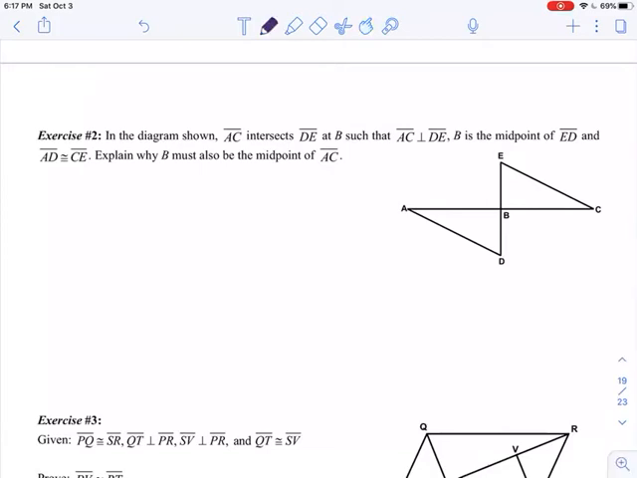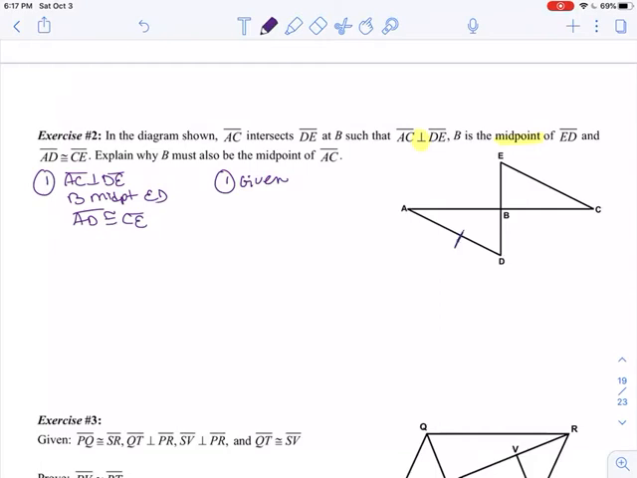So in this diagram below, AC intersects DE at B such that AC is perpendicular to DE, and B is the midpoint, there's another key word, of ED, and AD is congruent to CE. Explain why B must also be the midpoint of AC. You could write an explanation as sentences. I just find the proof easier, so I'm just going to do a proof. So AC is perpendicular to DE, B is a midpoint of ED, and AD is congruent to CE.